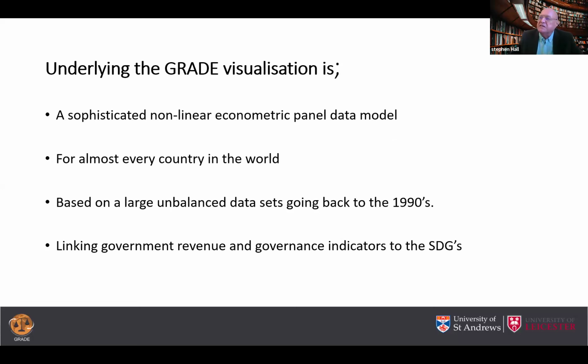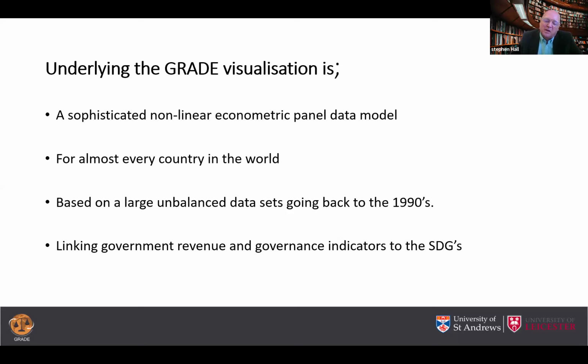Underlying the grade visualization, however, is a fairly sophisticated nonlinear econometric model. It's a panel data model, so it models every country in the world individually. It's based on data which starts in the 1990s up to the most recent data available. As I said, it's for almost every country in the world. And what it's essentially doing is to link government revenue and governance indicators to the SDGs.